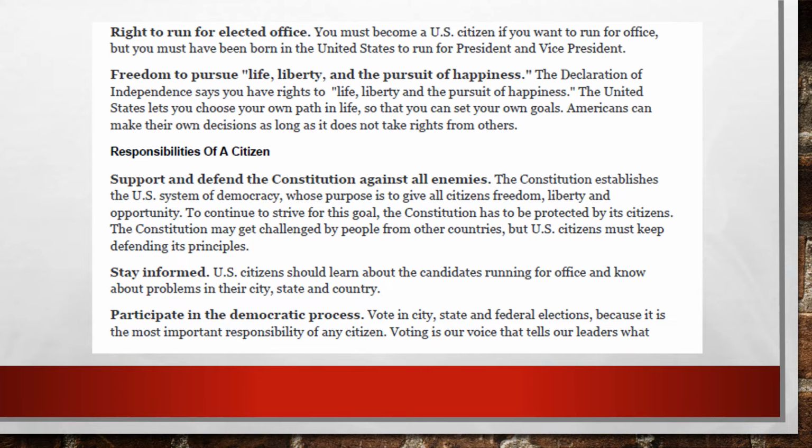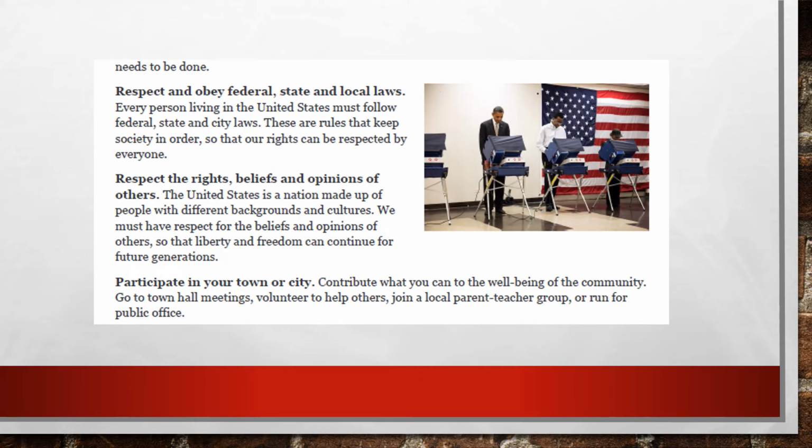Stay informed. U.S. citizens should learn about the candidates running for office and know about problems in their city, state, and country. Participate in the democratic process. Vote in city, state, and federal elections because it is the most important responsibility of any citizen. Voting is our voice that tells our leaders what needs to be done.